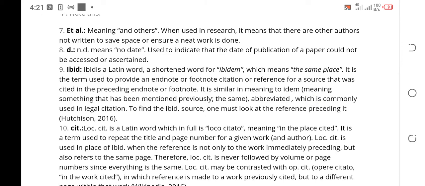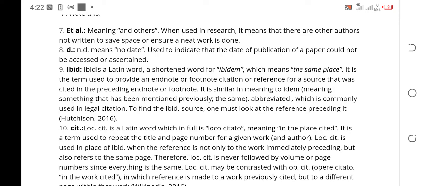Then let's go to number 9. We are going to stop at number 10 so that the class is not too long. Number 9 is ibid. Some people pronounce it one way, some another. Whatever you call it, you are a researcher. Please take note. Ibid is a Latin word, a shortened form of ibidem, which means the same place.